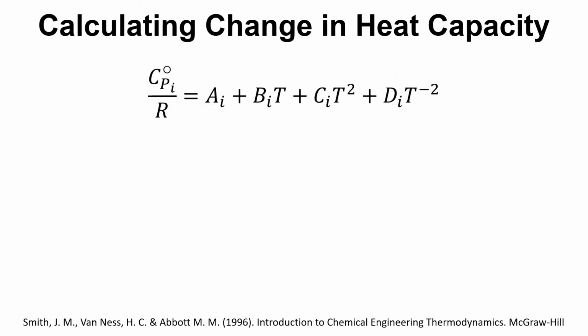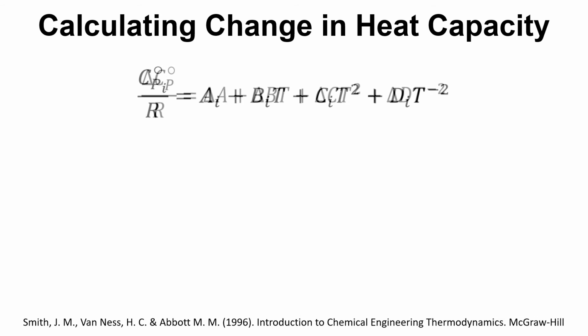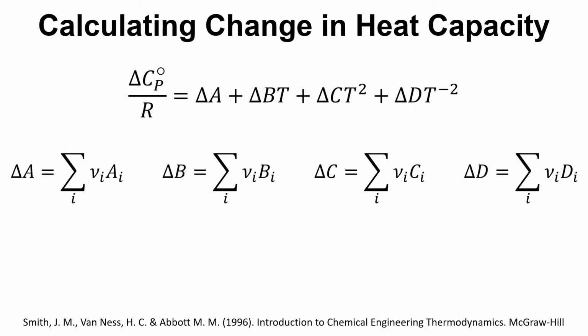Okay, often we have the form Cp divided by R equals A plus BT plus CT squared plus DT to the -2. So on that basis, we can get a delta Cp divided by R by adding up each individual coefficient in that Cp equation multiplied by the stoichiometric coefficient. So for delta A, we need to sum up each individual stoichiometric coefficient multiplied by the A value for each component, and we can then work these values out.